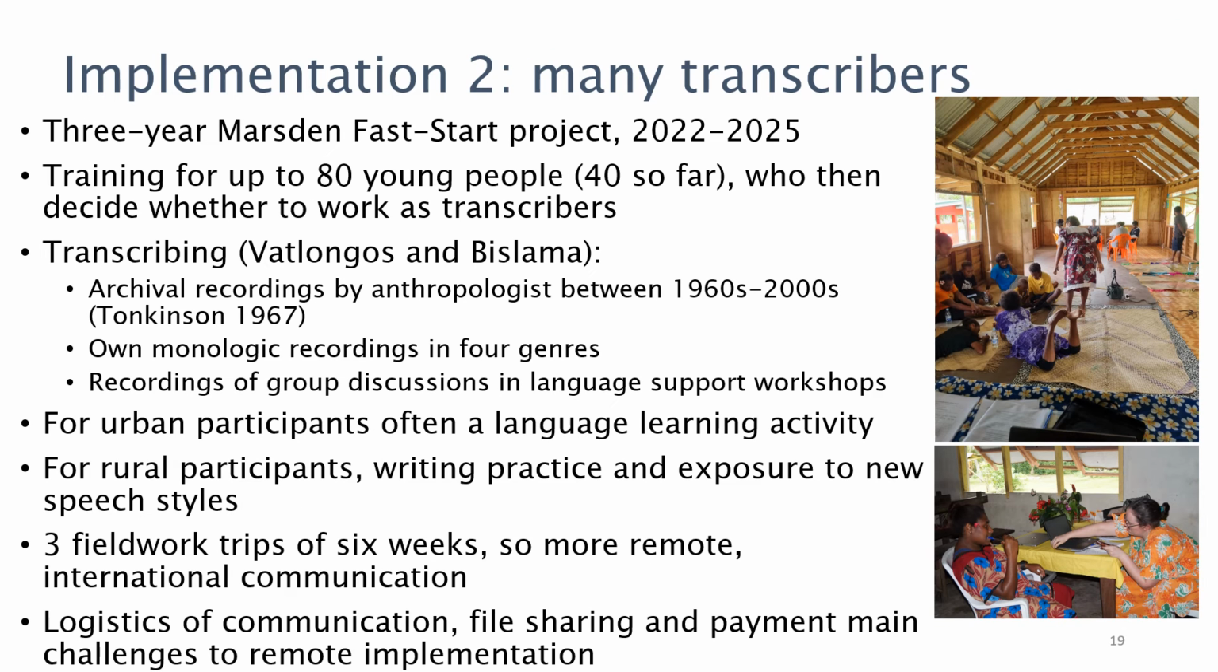Okay, and the current project that I'm working on is a 3-year Marsden Fast Start project funded by the Royal Society Te Aparangi in New Zealand. And I've been a bit more ambitious this time about the number of transcribers. So there's potential for up to 80 young people to take part. We've done one of the 2 major field trips so far, so 40 people have taken part in the training, who can then decide whether or not to continue to work as transcribers.